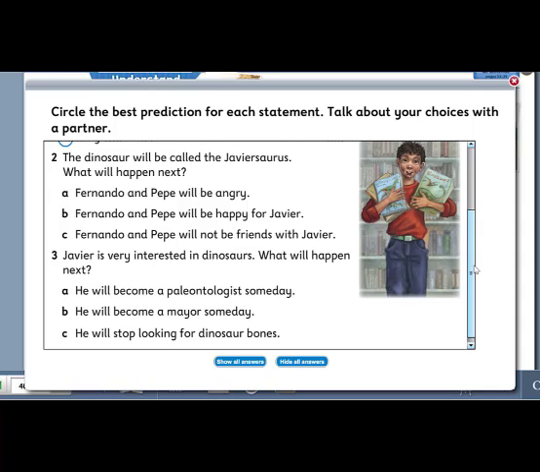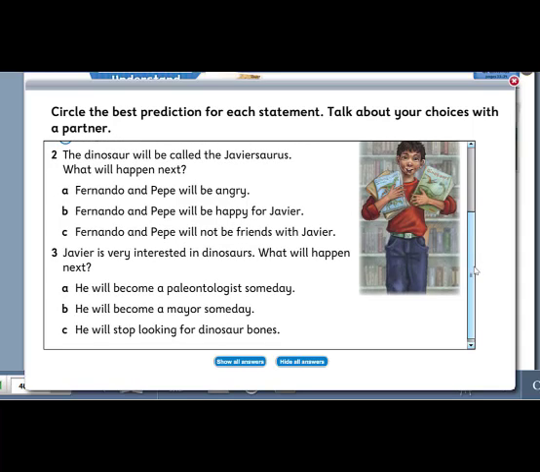Number 2. The dinosaur will be called Javierosaurus. What will happen next? Fernando and Pepe will be angry. Fernando and Pepe will be happy for Javier. Fernando and Pepe will not be friends with Javier. Yes, the correct answer is Fernando and Pepe will be happy for Javier.